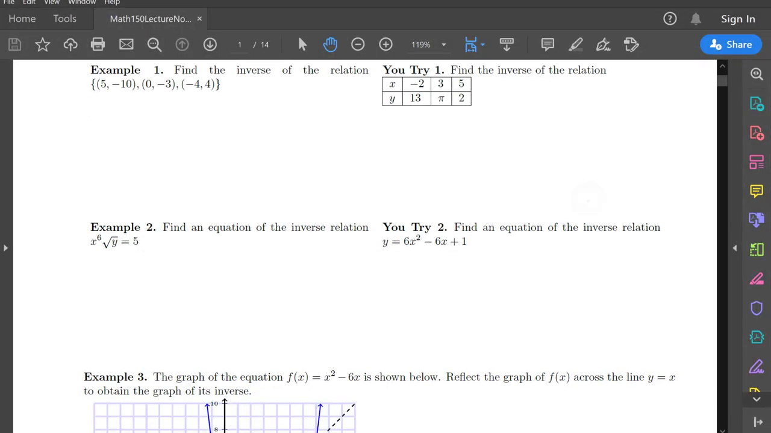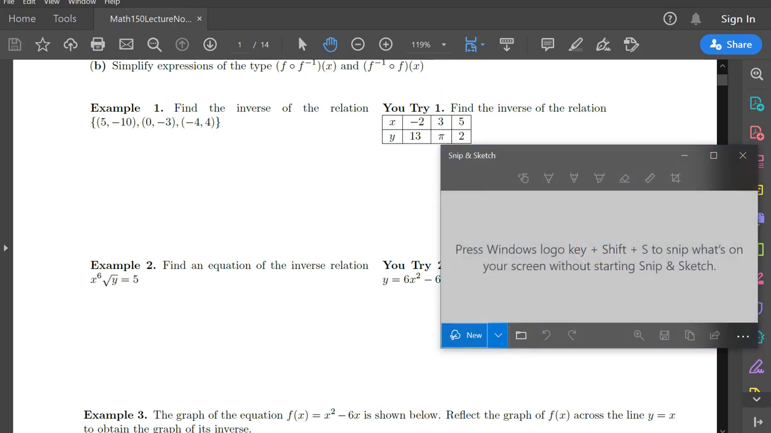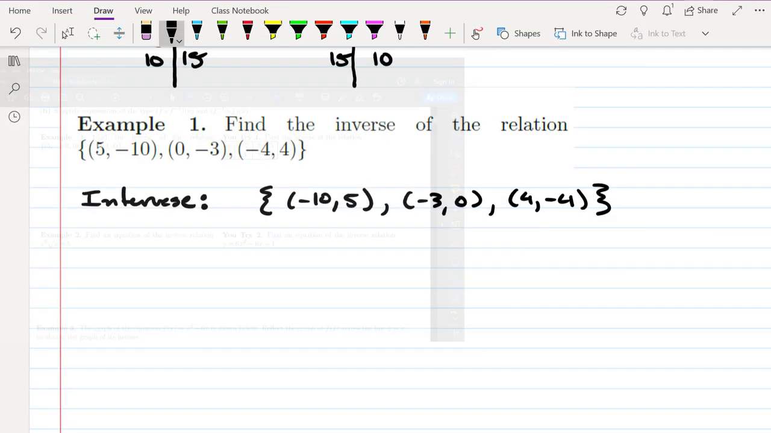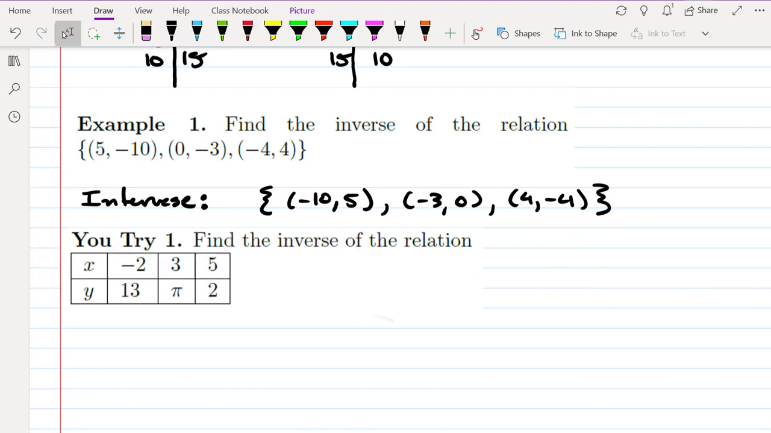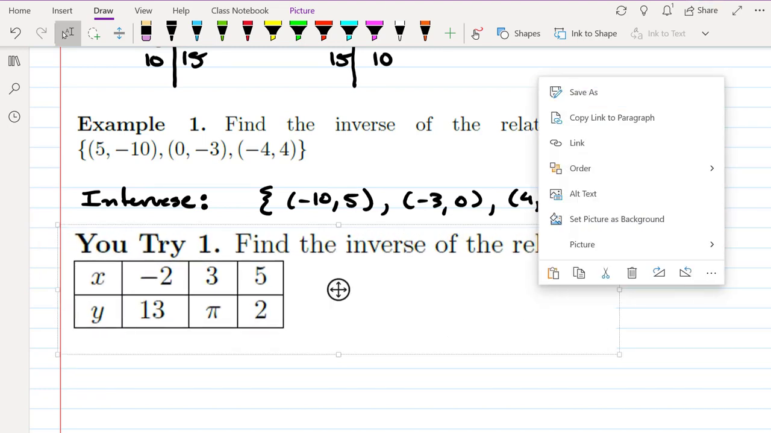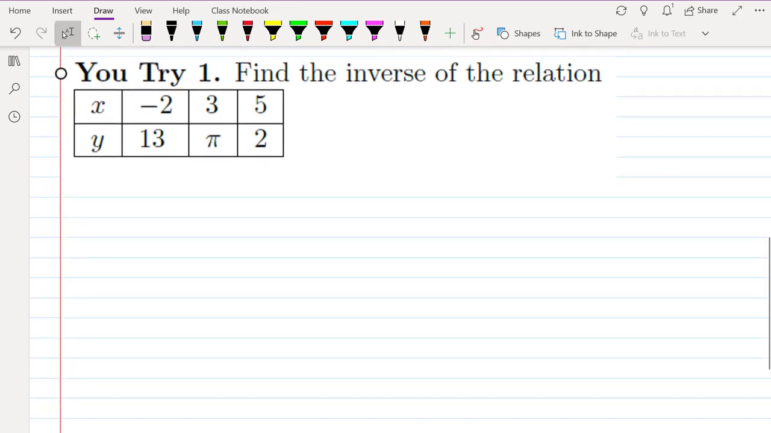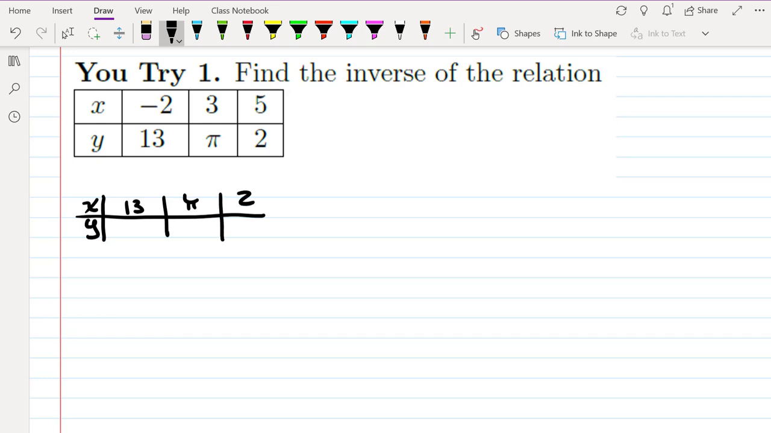Alright, it's now your turn. So go ahead and find the inverse of this relation. Once again, you're going to interchange your inputs and your outputs. So we'll have 13, pi, and 2, and they get paired with negative 2, 3, and 5, respectively.